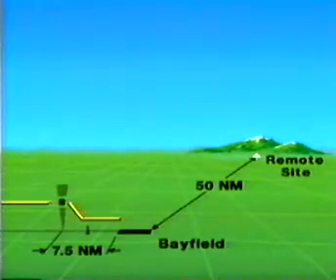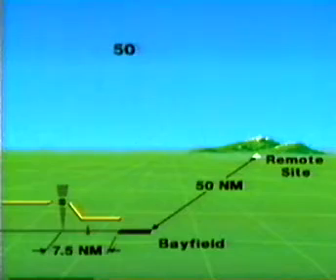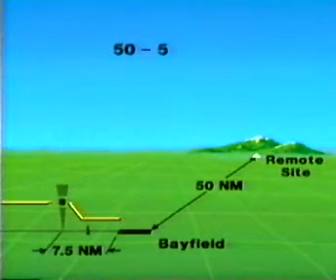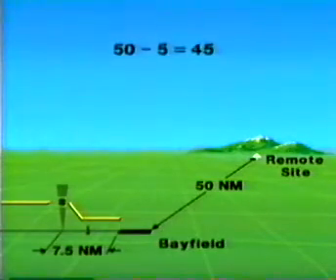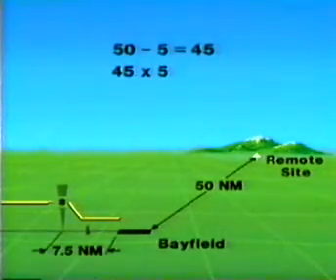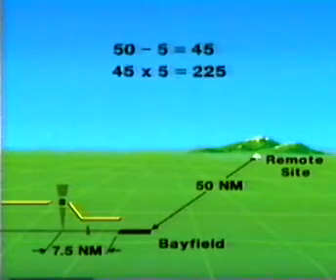To determine how much altitude must be added to the MDA, find the number of miles from the airport to the remote altimeter site. In this example, it is 50 miles. However, for this calculation, only those miles over 5 miles are used. 50 minus 5 equals 45. Then take this value times 5 feet. The result is a 225-foot increase.